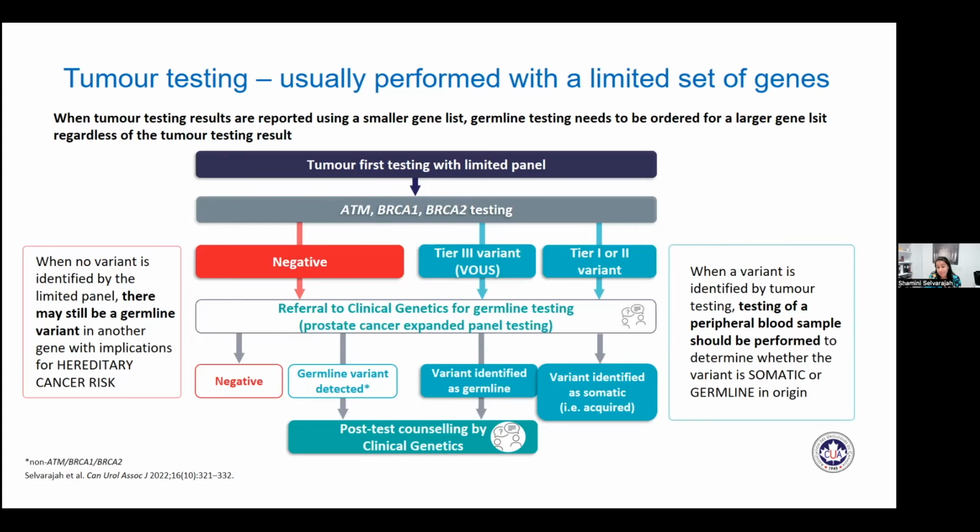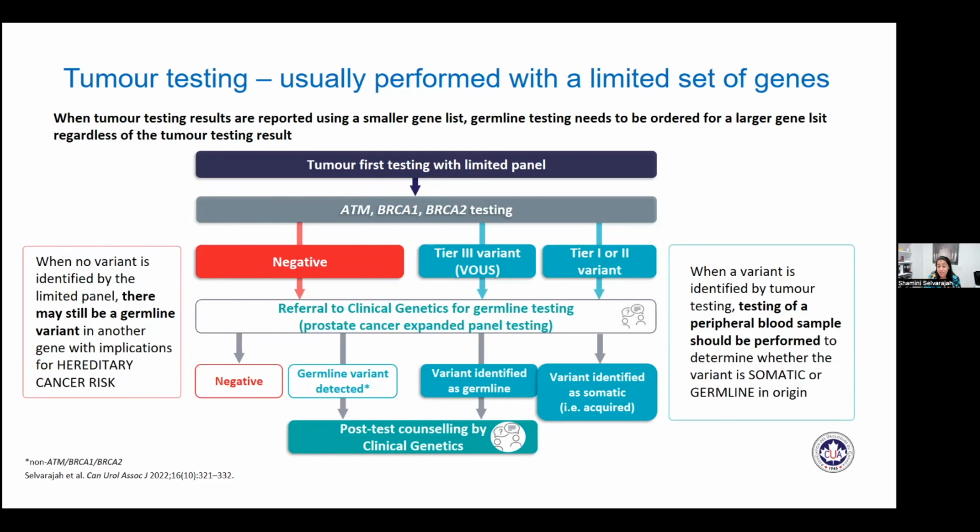The other thing that can happen is with tumor testing, you may identify, let's say, a BRCA2 variant. The thing is, tumor testing cannot distinguish between a somatic or acquired variant and a germline variant. So that patient whose tumor is identified as having a BRCA2 variant still needs to go ahead for germline testing. It could be that the variant is identified as somatic because the patient's germline DNA doesn't show it, or the patient does have a germline variant, and the variant that was identified in the tumor was actually germline, in which case they would get post-test counseling.